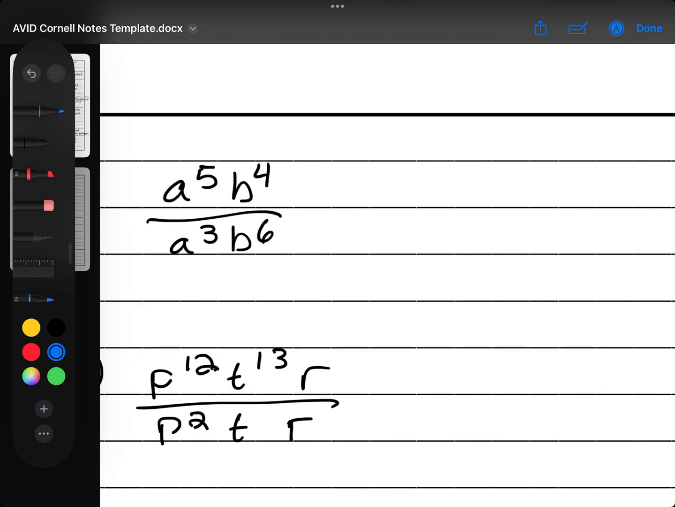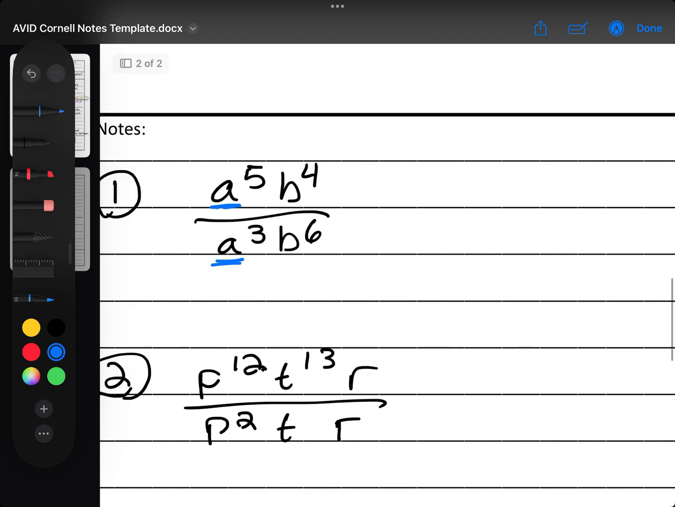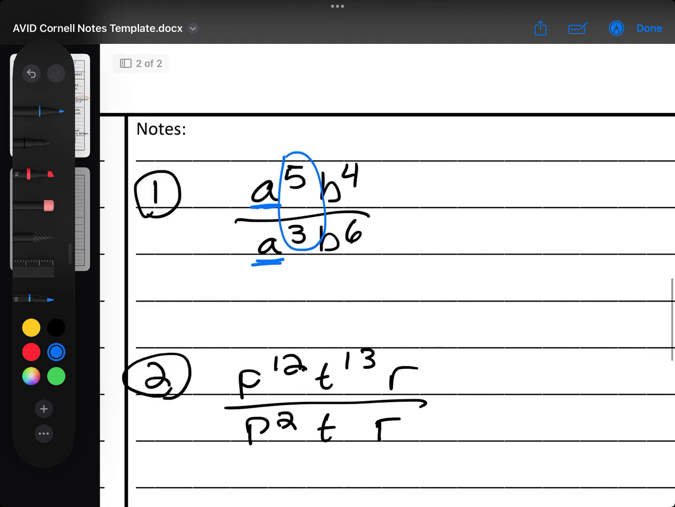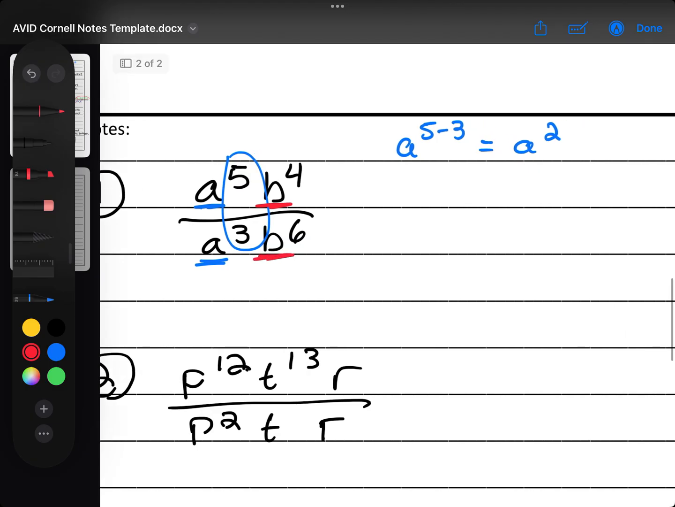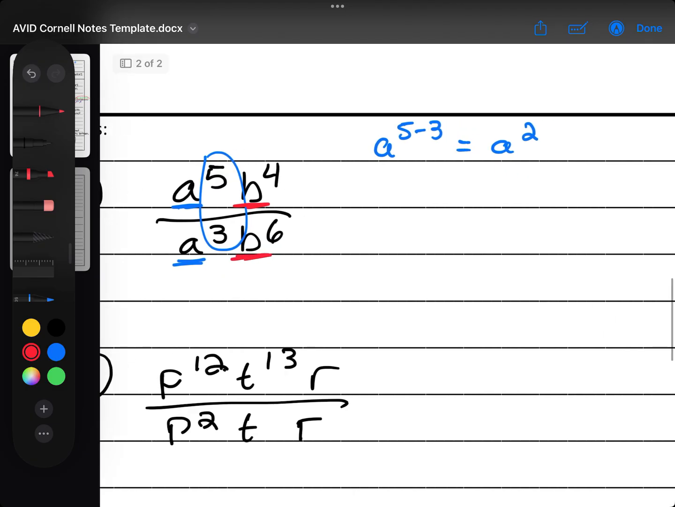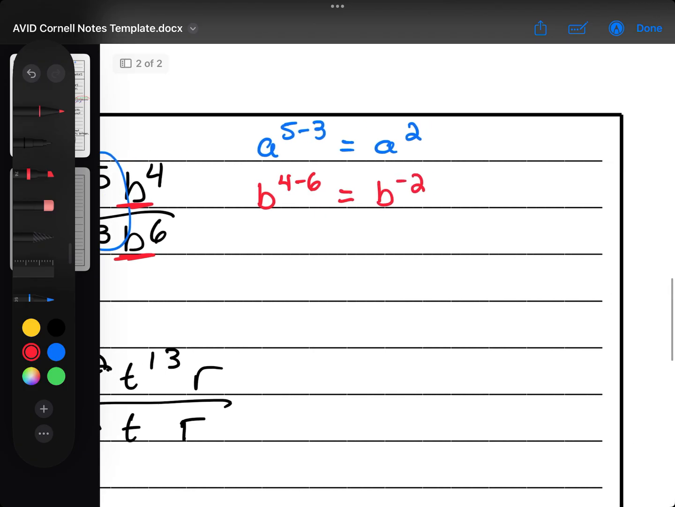So if you have the same base, since they're both a's here, you're going to subtract top to bottom. So you got a to the 5 minus 3, which is a squared, okay? Now you're going to look at the b's here. B to the 4th on the top, b to the 6th on the bottom. So you have to do b to the 4 minus 6, which is b to the power of negative 2, all right? So your final answer here is going to be a squared b to the negative 2.